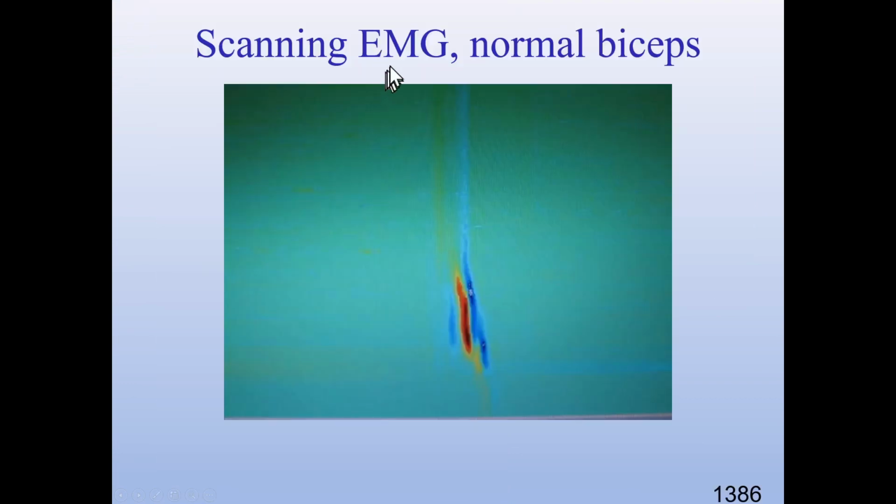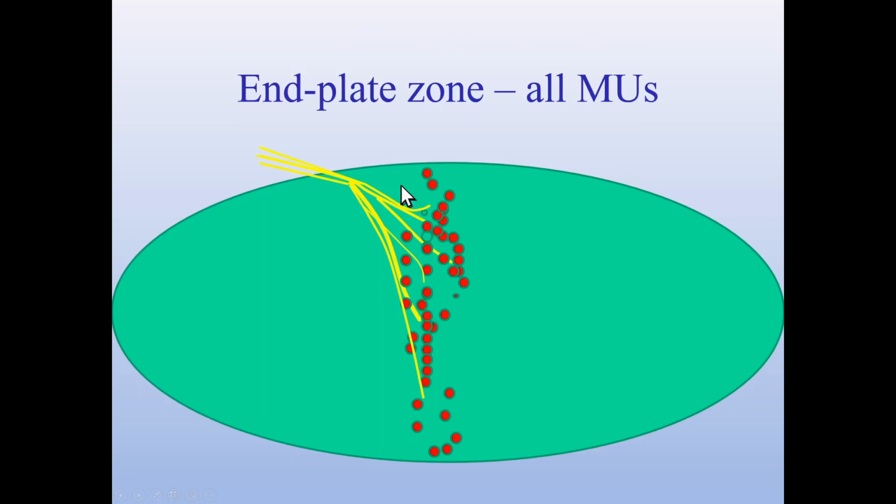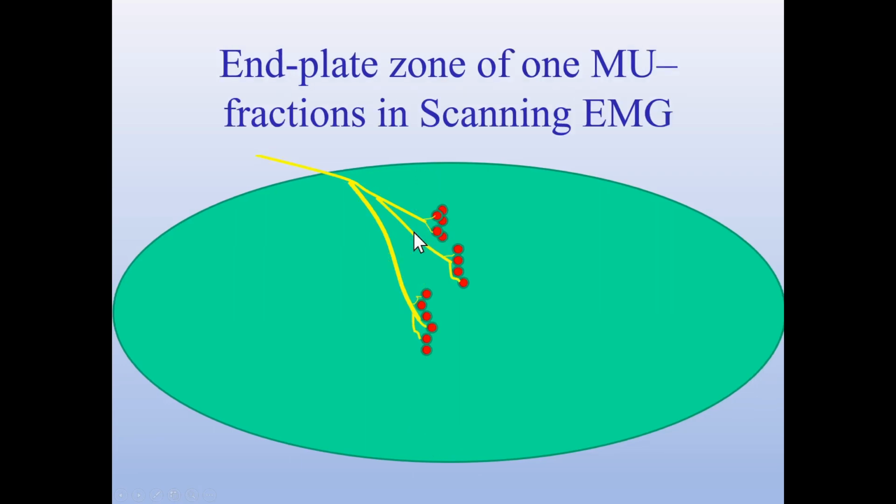We can also transform these pictures into color and get an impression of the profile of muscle fibers. Here's the longitudinal part of the muscle and the so-called end plate zone, which is said to be about 5 millimeters in biceps, for example. But when we look at just one motor unit, it looks like this.